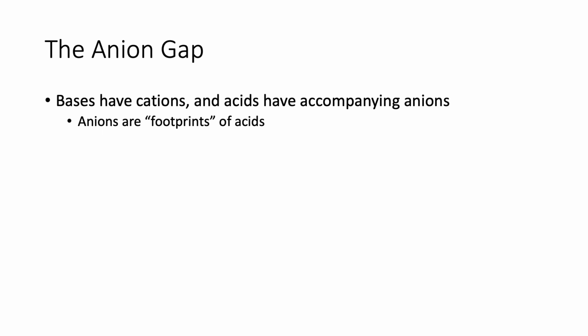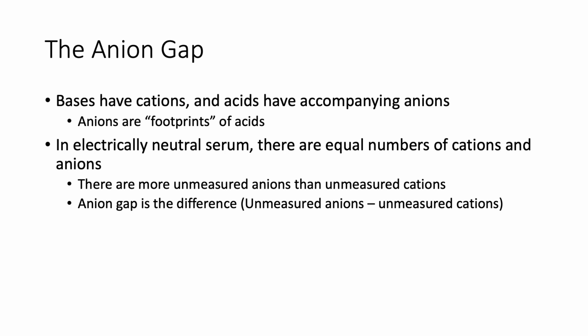Now the next step in looking at metabolic acidosis is to evaluate the anion gap. So all bases are paired with cations and all acids are paired with anions. So you can think of anions as being footprints for acids in the blood. And if you have electrically neutral serum, then there should be equal numbers of cations and anions. But typically you're going to have more unmeasured anions than unmeasured cations. And the anion gap is the difference between the two. So unmeasured anions minus your unmeasured cations will give you your anion gap.